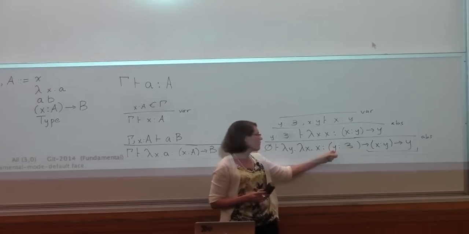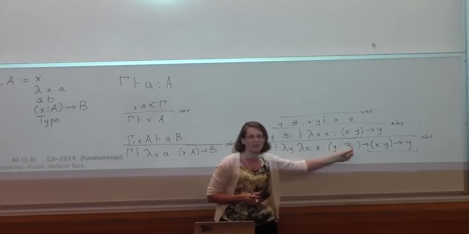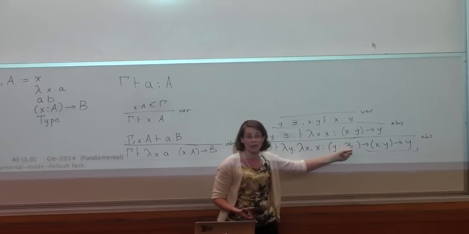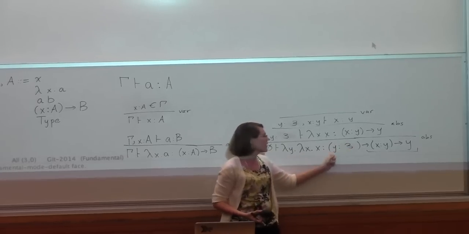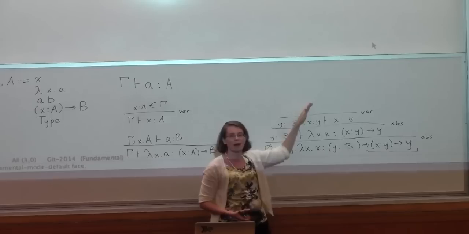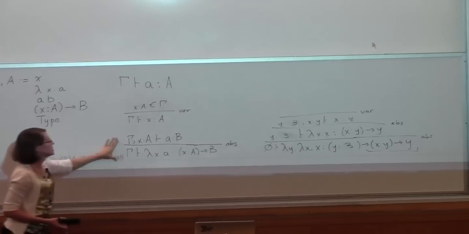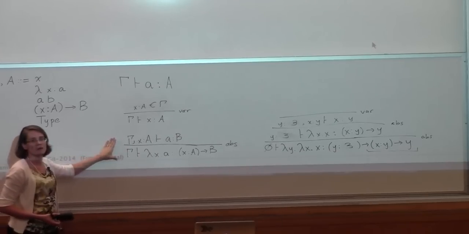What does it mean for y to have type 3? 3 isn't a type. We don't want 3 to be a type. We don't want 3 to have any inhabitants. We don't want to use it in this way. So we need to somehow figure out how to rule this derivation out. And we're going to rule this derivation out by changing our abs rule.